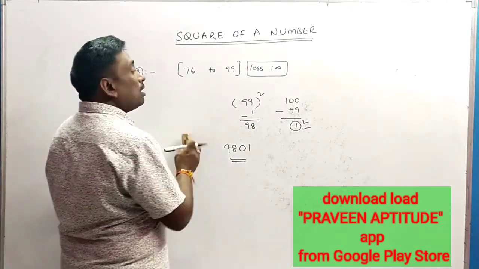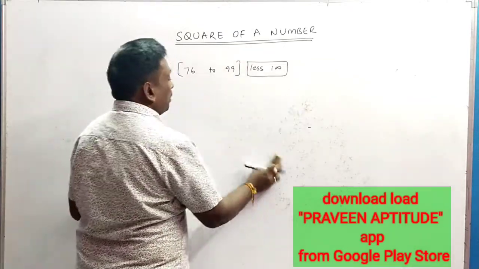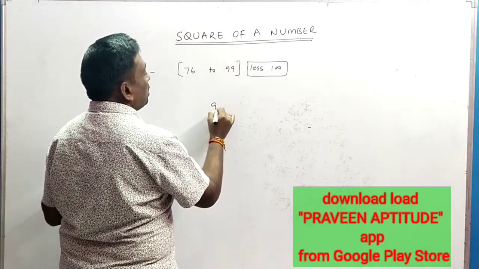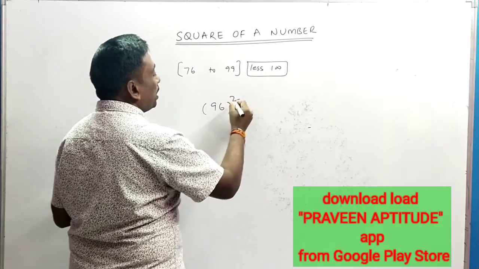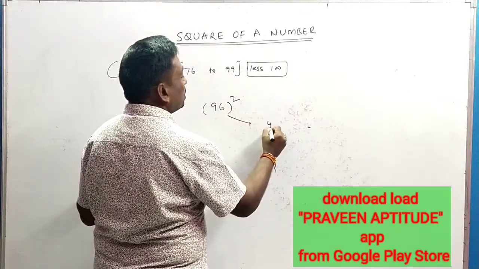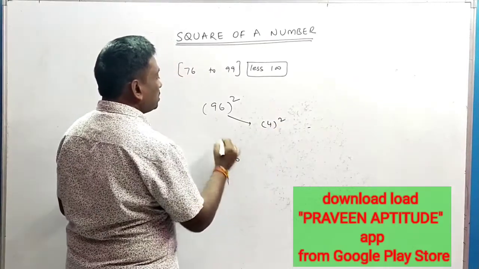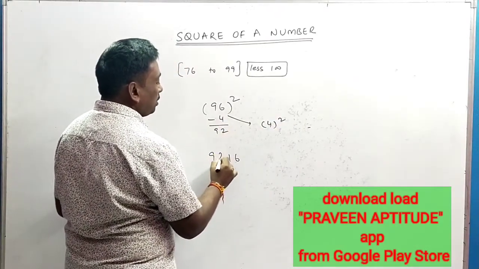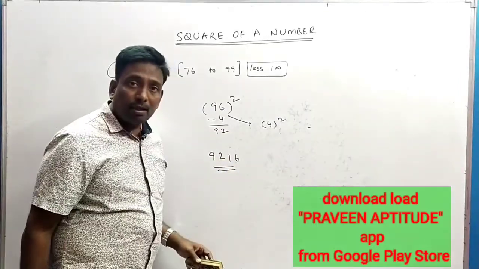Now, take one more example. Suppose 96 square. How can we find the square of 96? Compare with 100. This is 4 less. What is 4 square? 16. Subtract 4 from 96. That's it. 9216. This is the way.